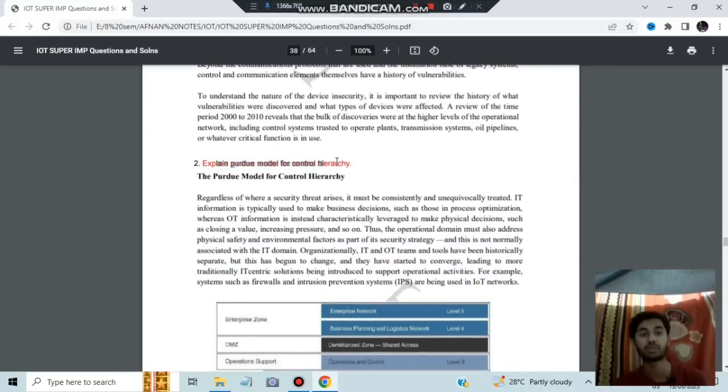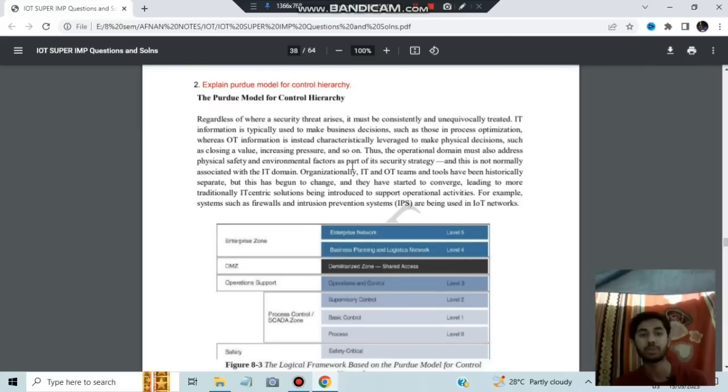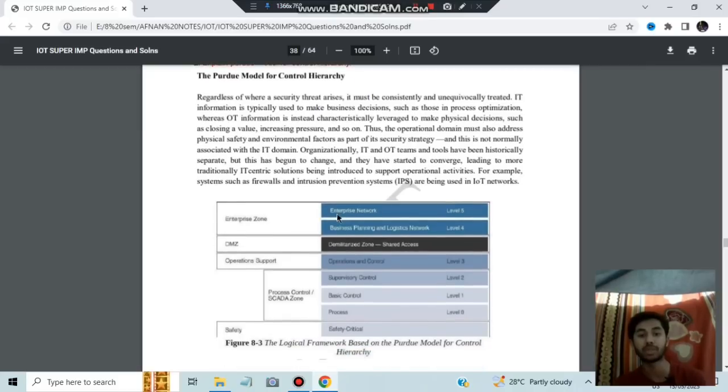Explain the Purdue model for the control hierarchy. So this is the Purdue model. The main use of the Purdue model is to control and access the data. There will be many tools in that, and it also connects IT and OT. IT and OT will be connected by using the Purdue model, and it is for the control hierarchy at different layers. The control has to happen. So that's what is mentioned here: safety critical, base process, basic control, supervisory control, and so on.